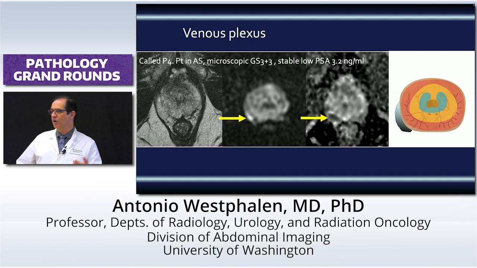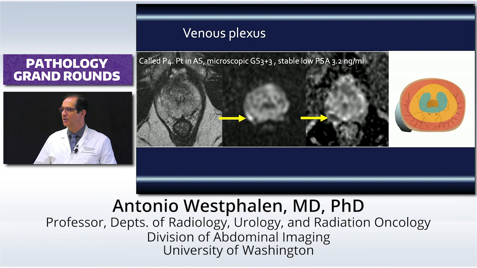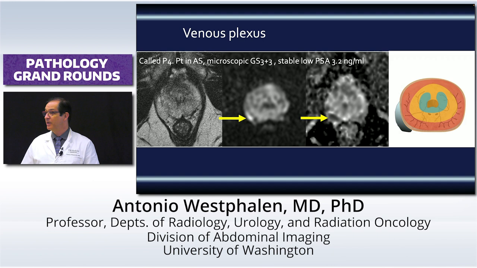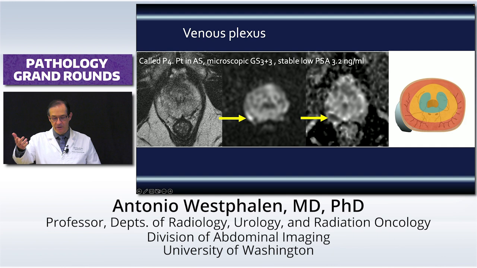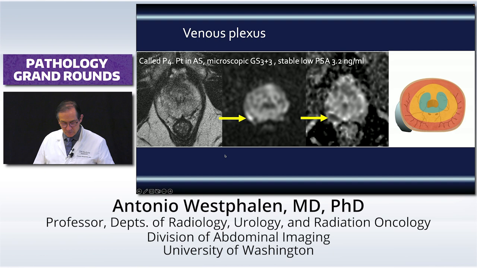But now that increases the worry that something is wrong here. Maybe this patient does not have a Gleason 3. Maybe this was missed, and maybe this patient shouldn't be in active surveillance, right? But really, that is just the vein. Let me go back. We can actually see the vein right here. We can see the venous plexus anteriorly, surrounding the vessel. And again, this is one of the fun pitfalls that we have.